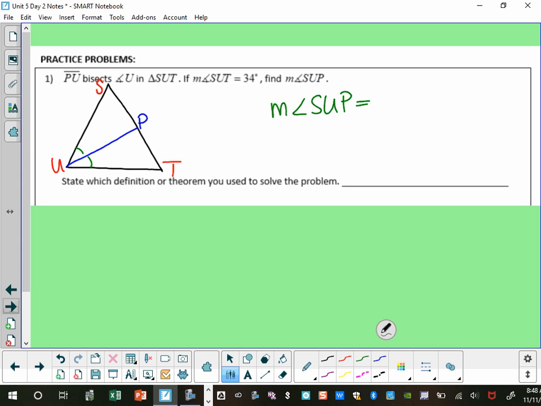Next, it says the measure of SUT is going to equal what? 34. Okay, so that means if I start at S, I go to U, and I go to T, this whole angle U is going to be 34 degrees. So I'm going to write 34 degrees for that whole angle. For both of those angles together, it's 34 degrees.